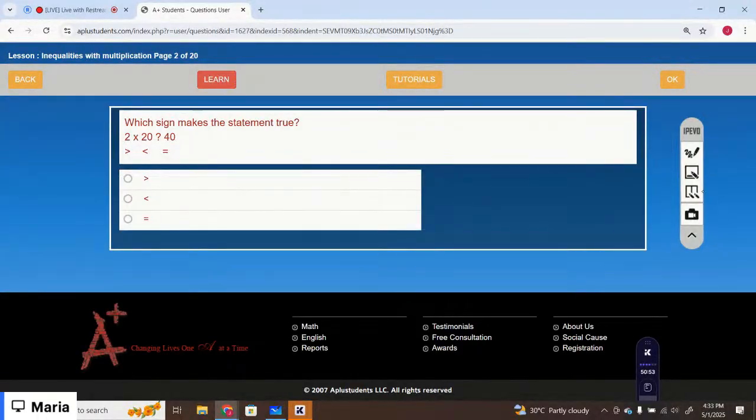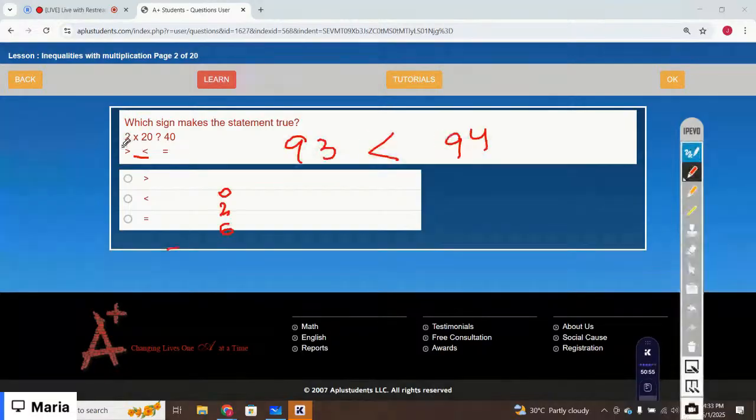Which sign makes the statement true? Just do 20 times 2, right? So 20 times 2 is 40, and 40 is equal to 40. The correct option is equal. They are exactly equal.